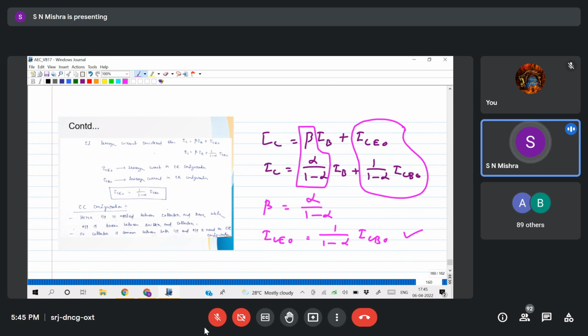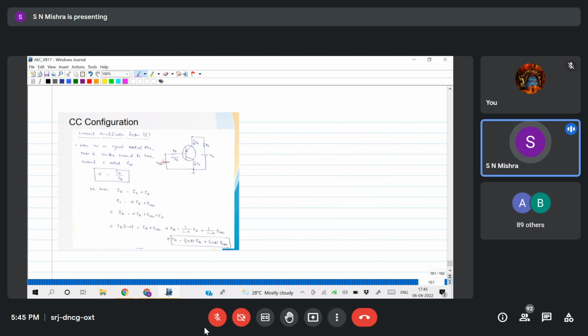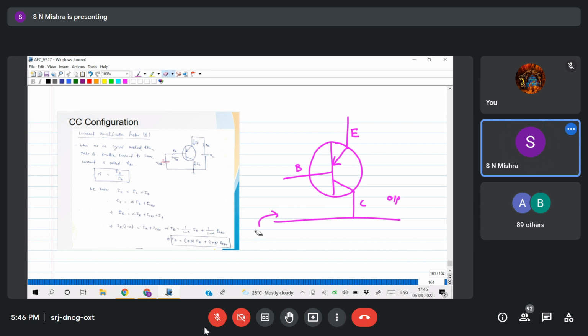Now we'll go for common collector. The same way we'll draw. First we'll orient the transistor such that the collector terminal is at the bottom side. So this is your emitter, this is your collector, this is your base. Then the base collector junction we can see directly, because this side gives input and this side takes output. So the collector base junction should be reverse biased. So I'll connect one resistor here and name it RB.